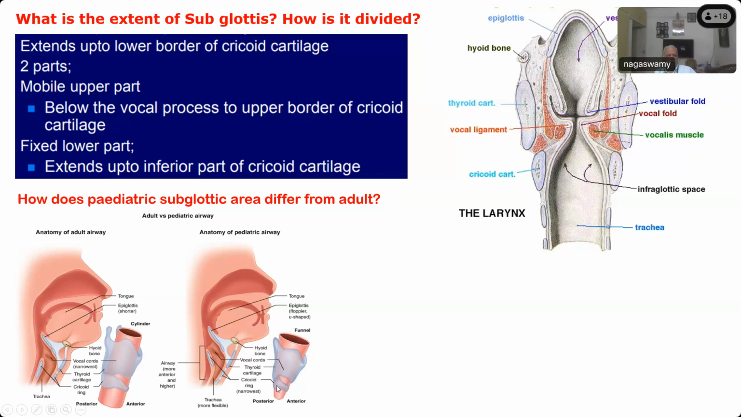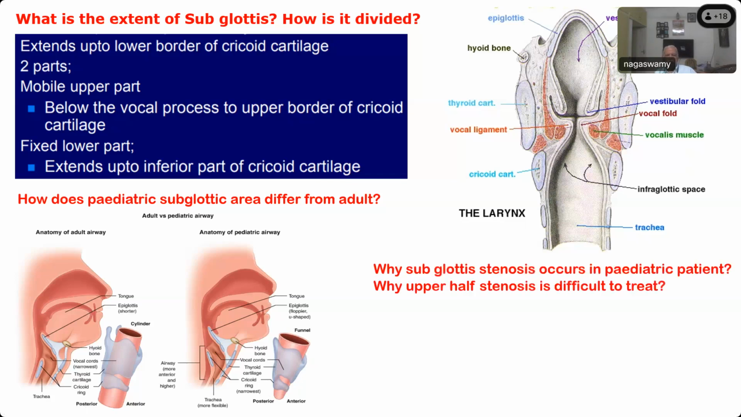So this is the area which is prone to edema and obstruction, especially if you try to force a larger size tube through this narrow passage. Then post-op, when you extubate, the child may develop a post-extubation obstruction. So why does subglottic stenosis occur in pediatric patients? Why is upper half stenosis difficult to treat? Supposing a patient develops subglottic stenosis because of prolonged intubation, what is the reason pediatric patients develop it?